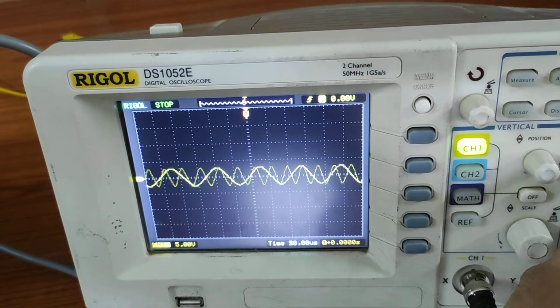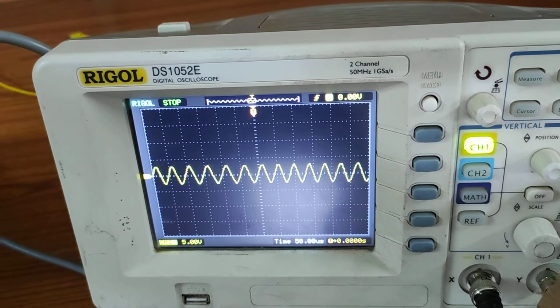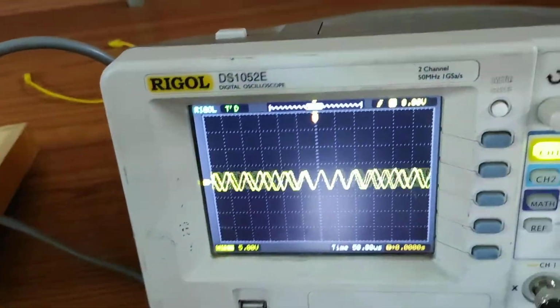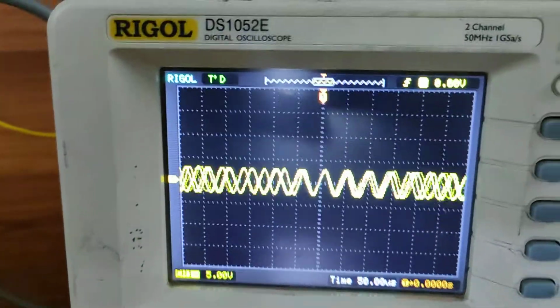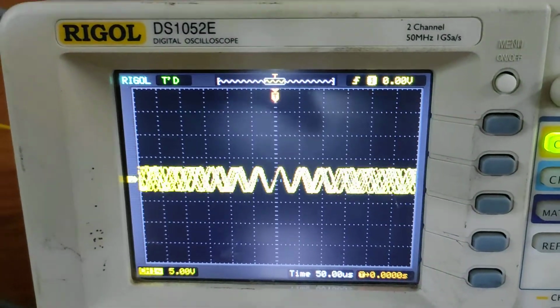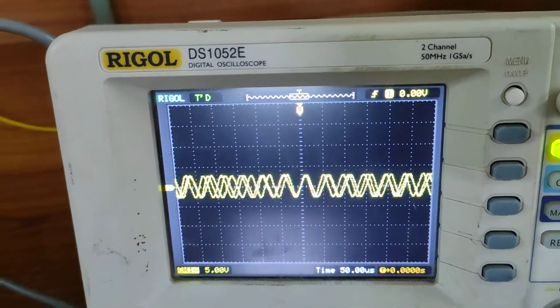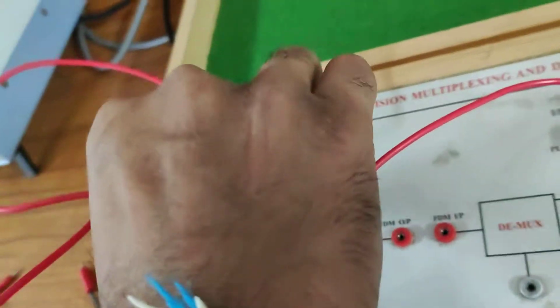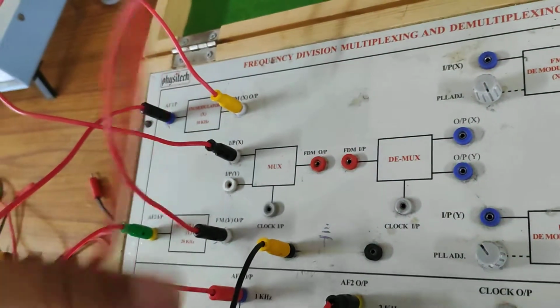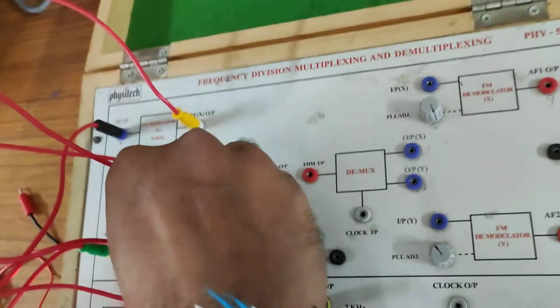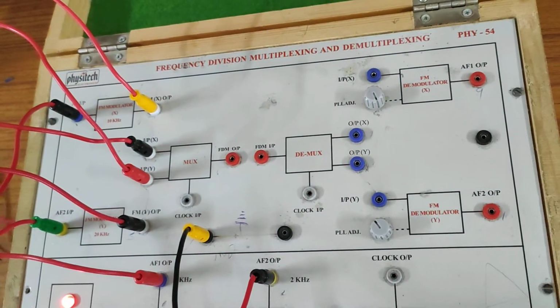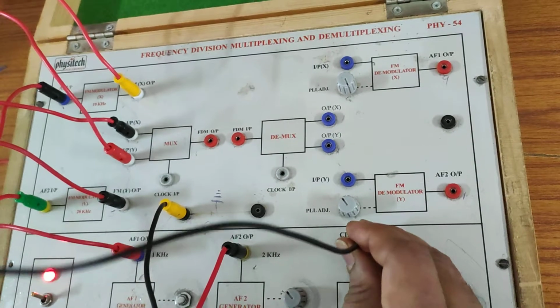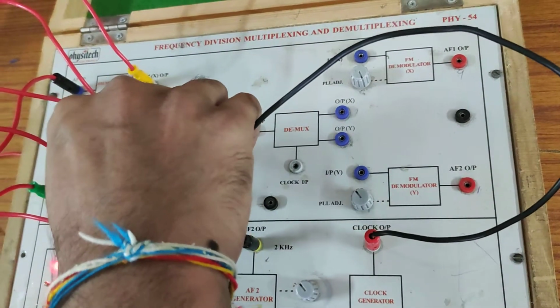Yes. So this is the FM modulator 2 output, you can see that clearly. Now let us apply these two, that means the output of modulator 1 and the output of modulator 2, to the multiplexer. At the same time, you must supply the clock pulse, and we know the definition of the mux or multiplexer.